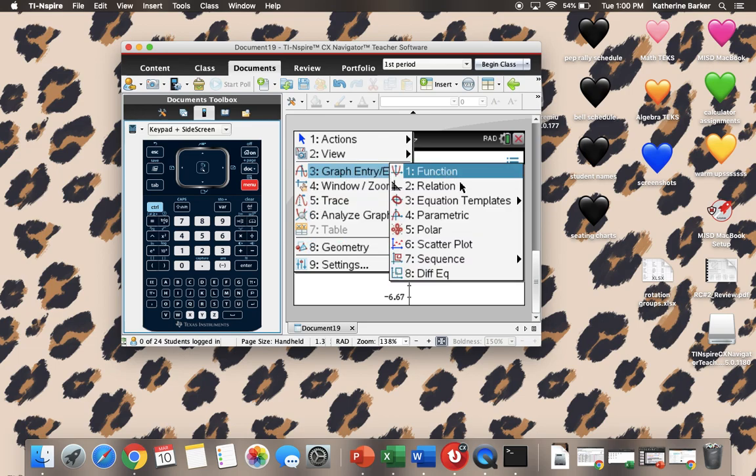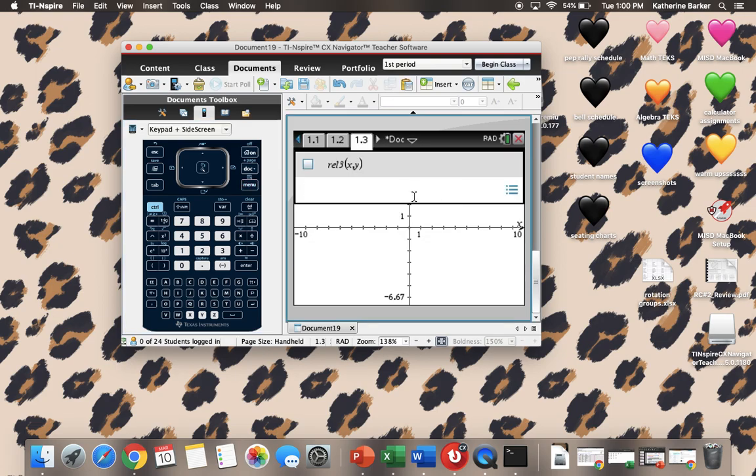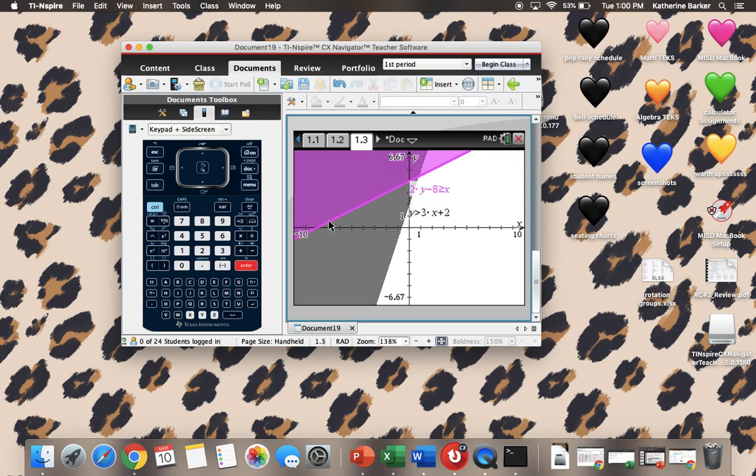So I'm going to go to menu, 3, 2, and I'm going to type in that system. So let me actually take one from your JIT review that we did in class together. It's going to be y greater than 3x plus 2. Down arrow because we want to do another one. This one is 2y minus 8 greater than or equal to x.